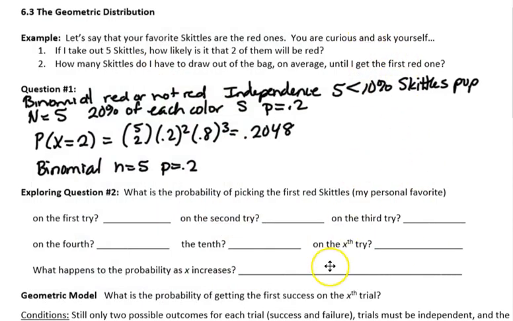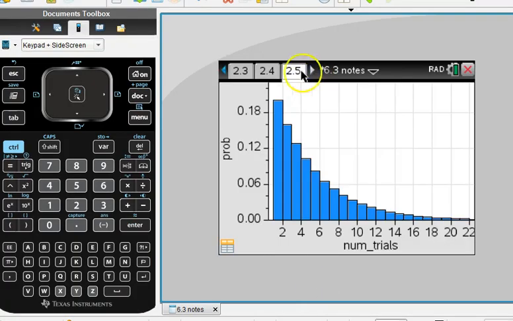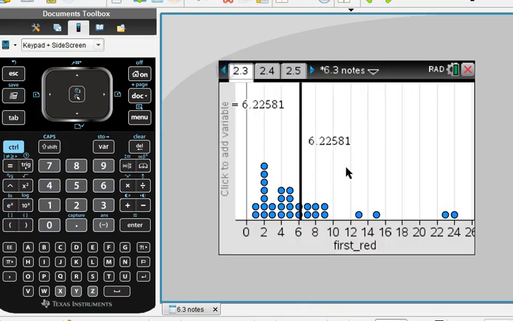So let's see what that looks like when we graph it. Here's our class data. So we saw that a couple times we got it on the first try, a bunch of times we got it on the second try or the third try. The majority of the time, it looks like we got our first red Skittle between 1 and 9 tries. And then there were a couple times where it took 13 or 15 or even 23 or 24 tries before we got our first red Skittle.